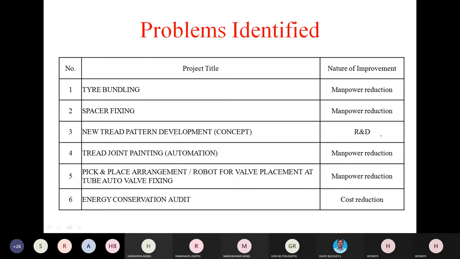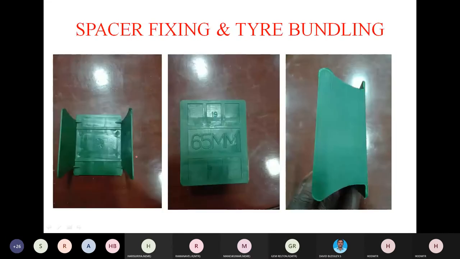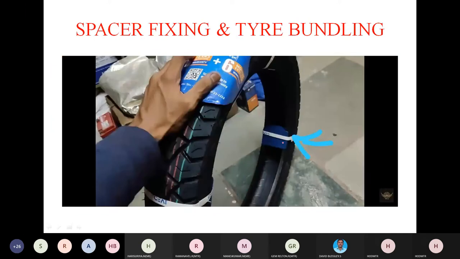So after that, we constituted a committee for brainstorming. In that brainstorming session only, we prioritized the first two problems, spacer fixing and tire bundling. Okay, so these are the spacers which are fixed inside the tires to maintain the same width so that it can be fitted to the rim of the vehicle more firmly.